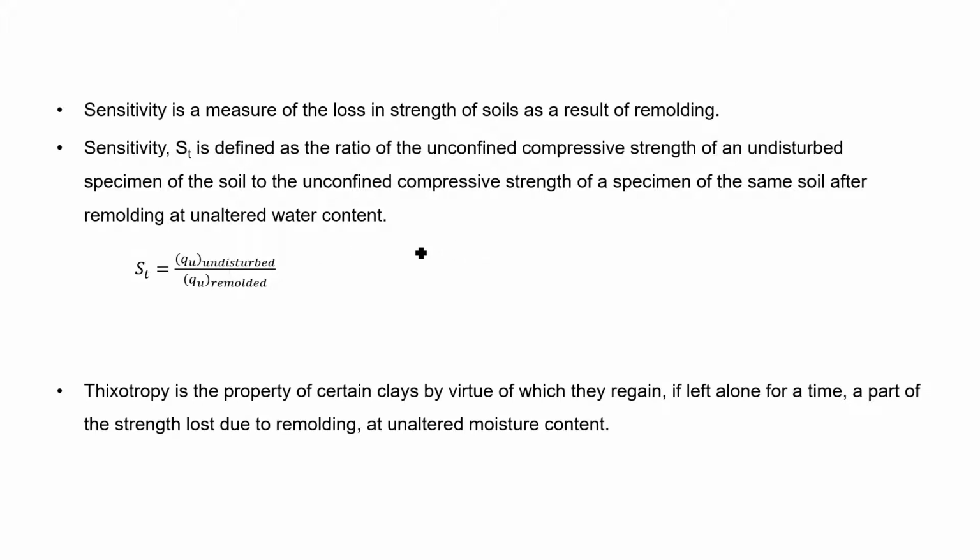And due to remolding, whatever the amount of loss in strength of soil occurred, some part of the loss is regained, and this property of the clay is called thixotropy. So thixotropy is the property of certain clays by virtue of which they regain, if left alone for a time, a part of the strength lost due to remolding at unaltered moisture content. So we can say that due to thixotropy, some part of the loss of strength is regained in the soil.